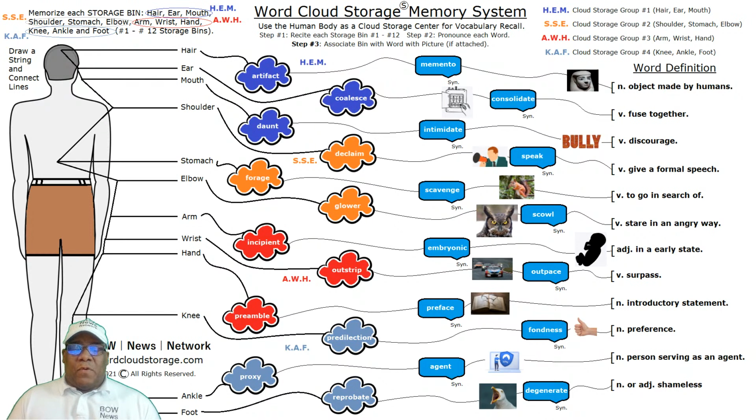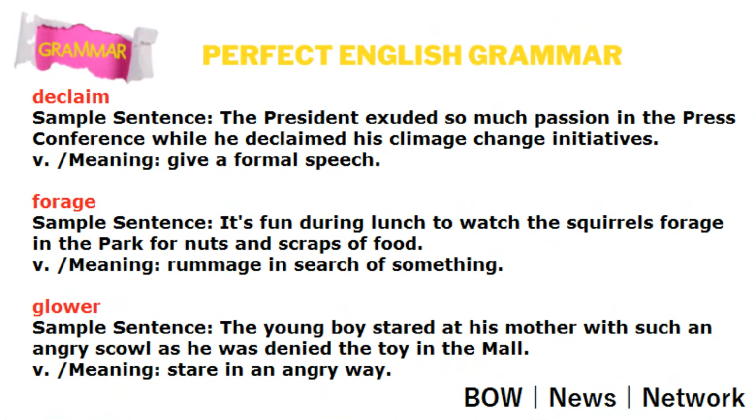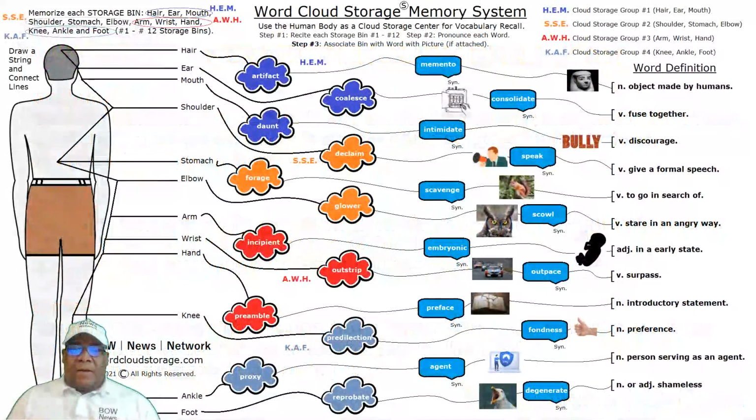Forage. Forage is in the orange group. Scavenge, to go in search of. Let's see how it's actually used in a sentence here. Forage. It's fun during lunch to watch the squirrels forage in the park for nuts and scraps of food. Verb meaning rummage in search of something. So there we have forage, and we see a picture association of a squirrel in the park or in a forest. Scavenge is a synonym.